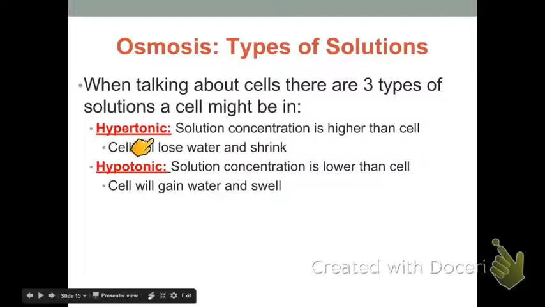Hypotonic is basically the opposite of hypertonic. Hypotonic means the solution concentration is lower on the outside than on the inside, so the inside of the cell now has the higher concentration of stuff. Water, again, will move to dilute, so it's going to move into the cell, and the cell will swell. I like to think that hypo sounds like hippo, and hippos are fat, so hypotonic cells are fat, they'll swell because they're gaining water. Just a little wordplay, hopefully that helps.